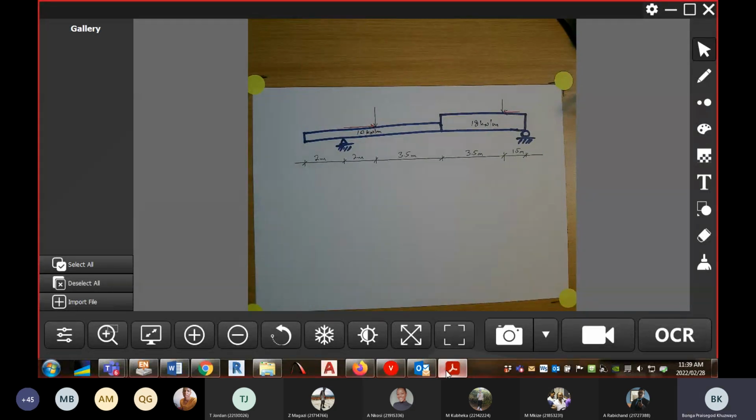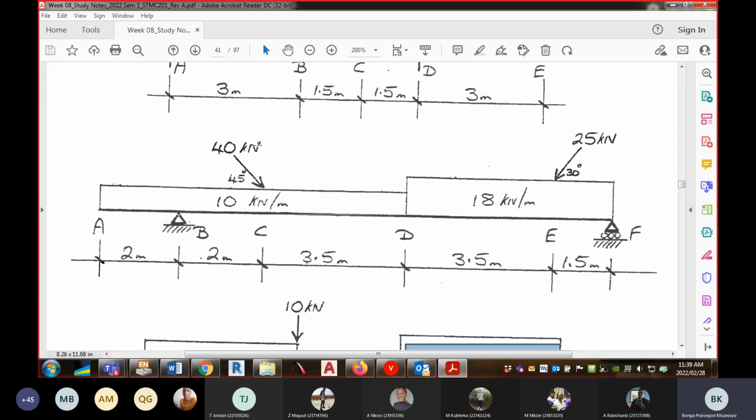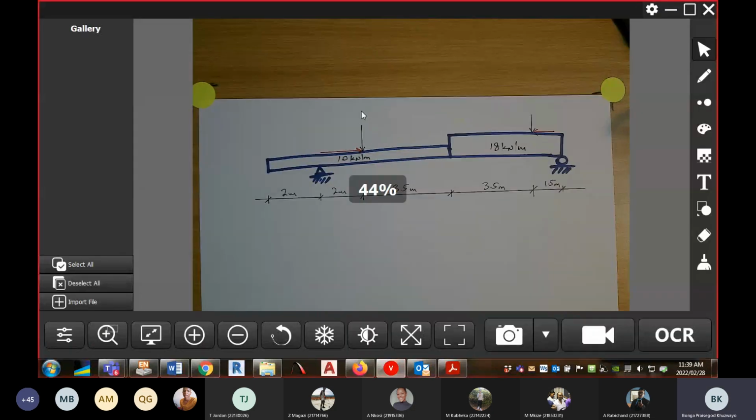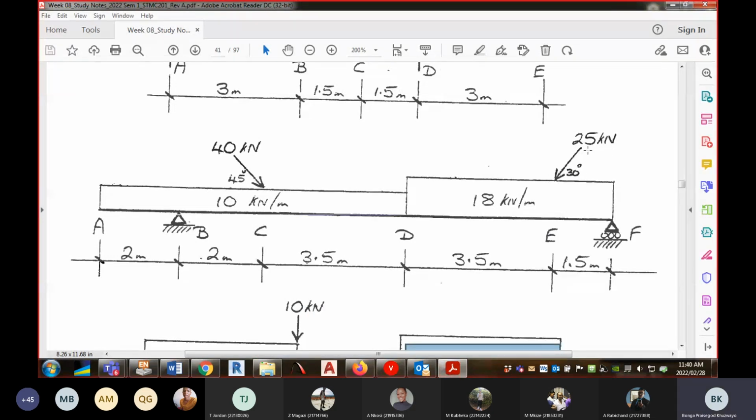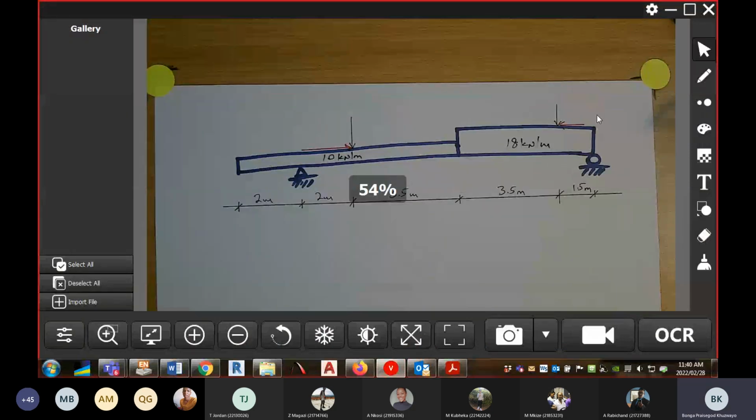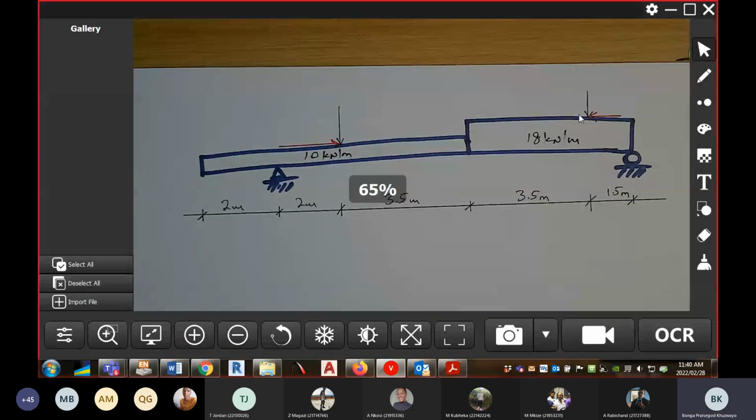So the way I'm gonna do it is this: that 40 kilonewton inclined load, with your permission, I'm gonna break it down into vertical and horizontal components right away. So I'm not gonna put it here as an inclined force. Similarly, a 25 kilonewton inclined point load, I'm going to, obviously with your permission, just write it down as a vertical and horizontal component.